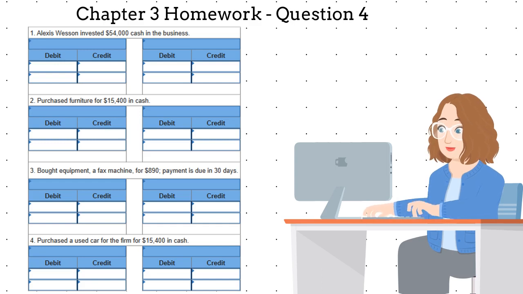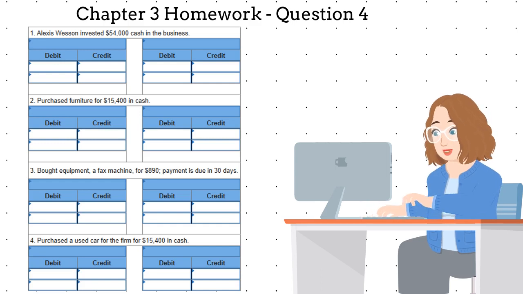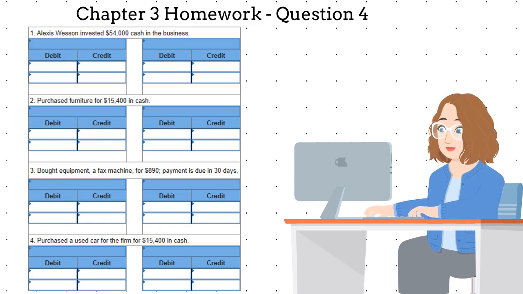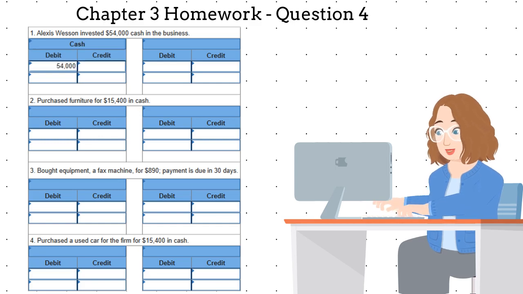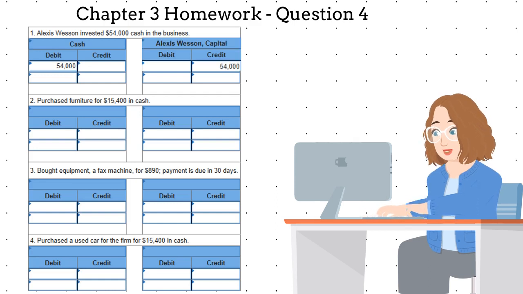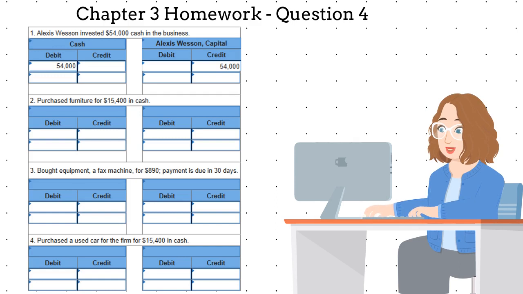Here we go. Let's first put the account name cash on the first account and enter the amount of $54,000. Next, let's enter the name for the capital account and the credit of $54,000. Give the next transaction a try.